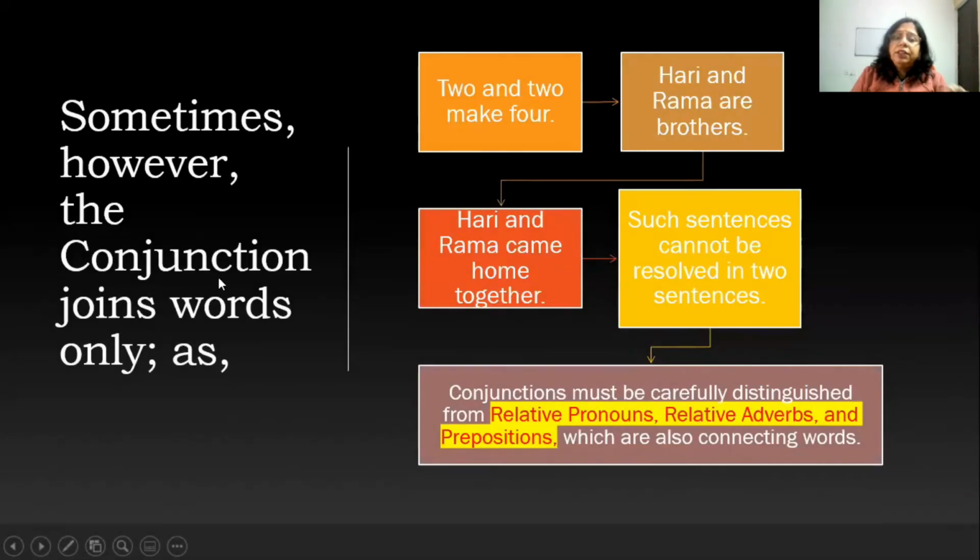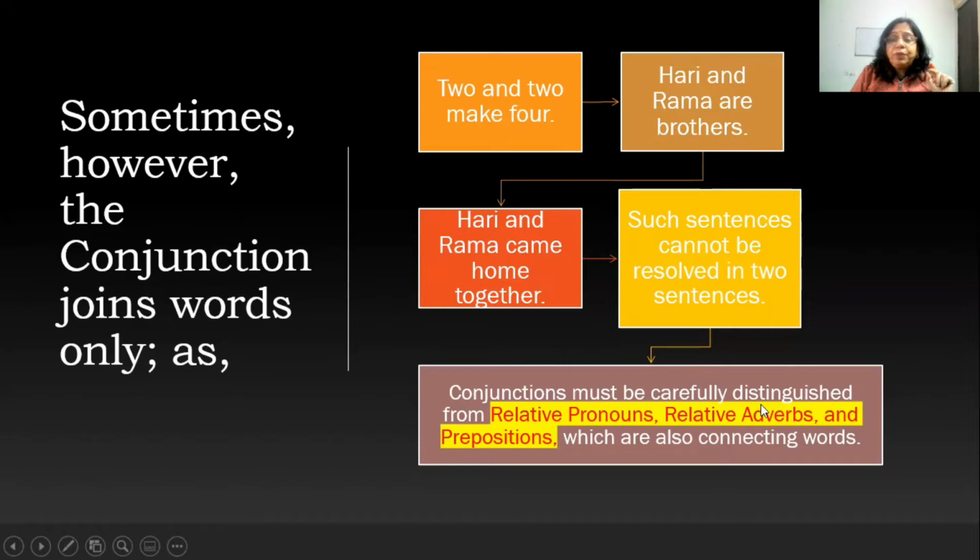Sometimes, however, the conjunction joins words only. Let us see. 2 and 2 make 4. Remember sentence number 4? Then Hari and Rama are brothers. Hari and Rama came home together. In all these 3 sentences, such sentences cannot be resolved into 2 sentences. You cannot write like 2 make 4. You have to put it in one single sentence.